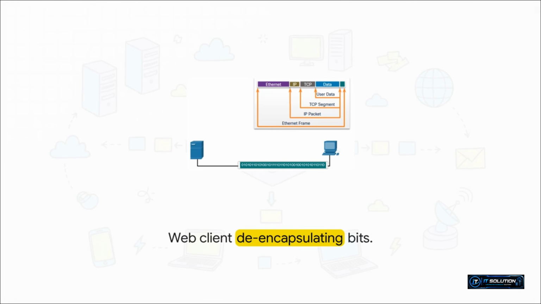The client device takes in those raw bits and processes them from the bottom up. First, it reads and strips away the Ethernet header from the frame. Then it passes the packet up and strips away the IP header. It passes the segment up, reads and strips away the TCP header, until finally only the raw requested user data is left. That user data is then handed directly to your web browser, and boom, the web page magically appears.